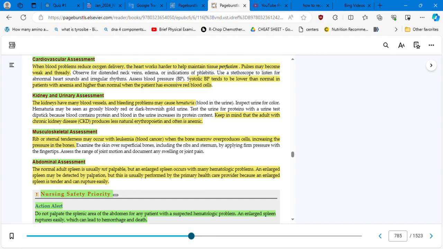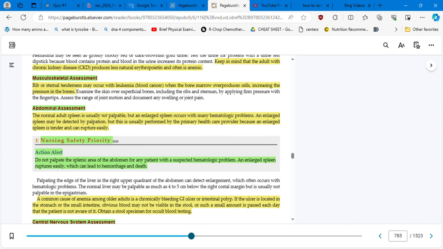Kidney and urinary assessment. The kidneys have many blood vessels, and bleeding problems may cause hematuria. Keep in mind that the adult with chronic kidney disease produces less natural erythropoietin and often is anemic. This is very important. So you want to go and check your kidney functions in your CMP, right? Your complete metabolic panel. CBC, complete blood count. CMP, complete metabolic panel. You can check your kidney functions there.